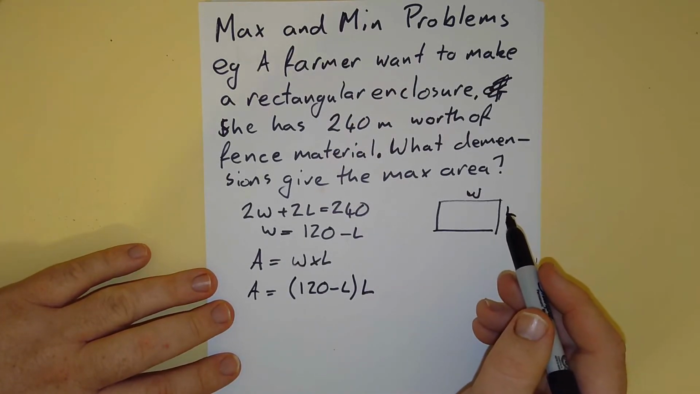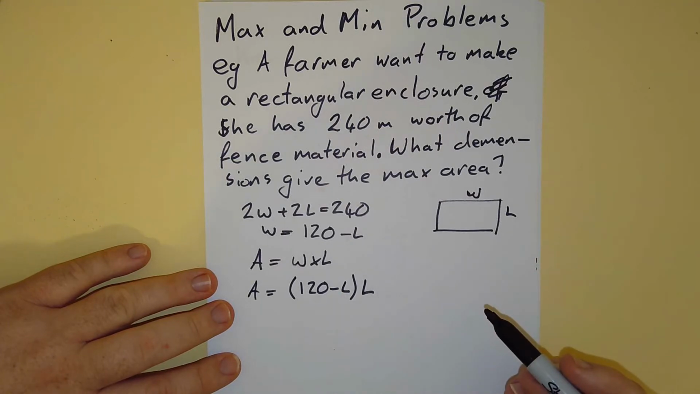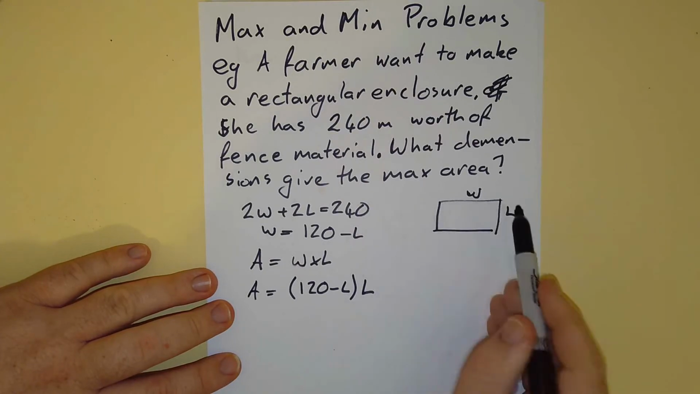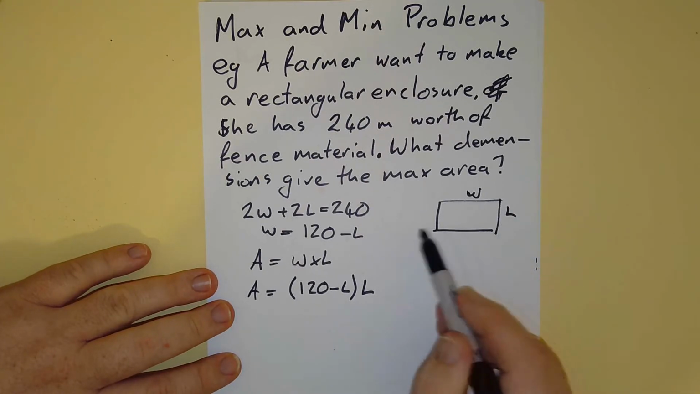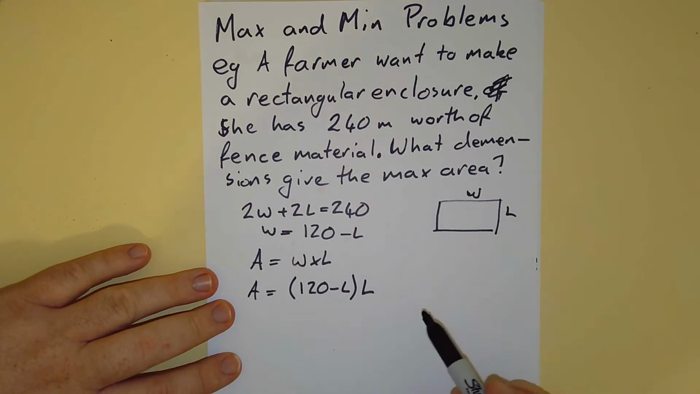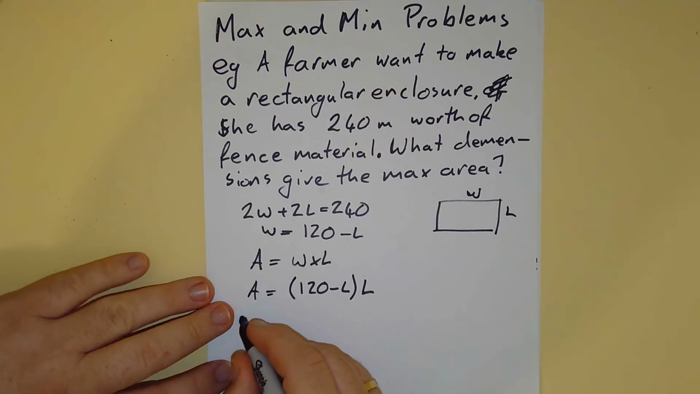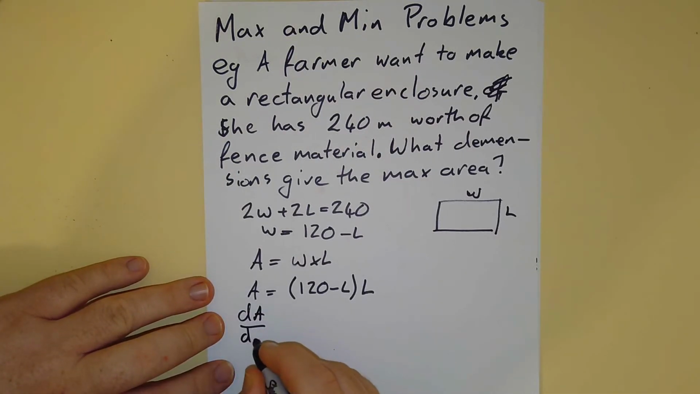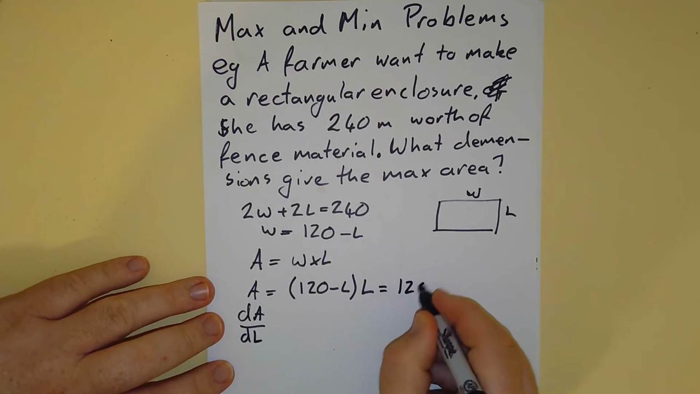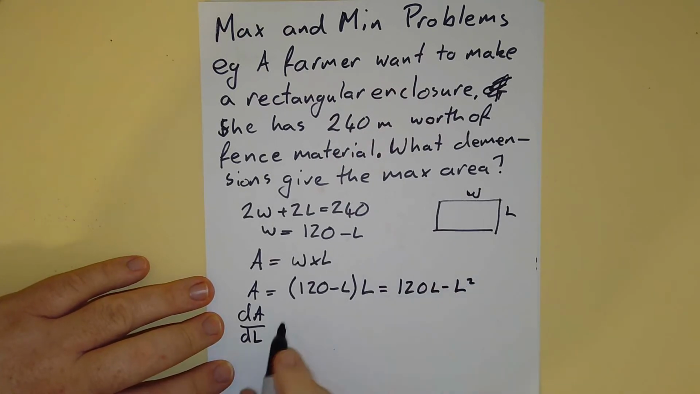So I want to check my extreme values and any stationary points. Well, my extreme values is when my length is going to be 0, or when my length is half of the total, because I've got to do it twice, 120, and then I've got to work out what my stationary point is. So let's work out my stationary point, dA/dL. Now, if I expand this, I'm going to get 120L minus L squared. So when I differentiate that, I'm going to get 120 minus 2L. And I want that to be 0 to find my stationary point.